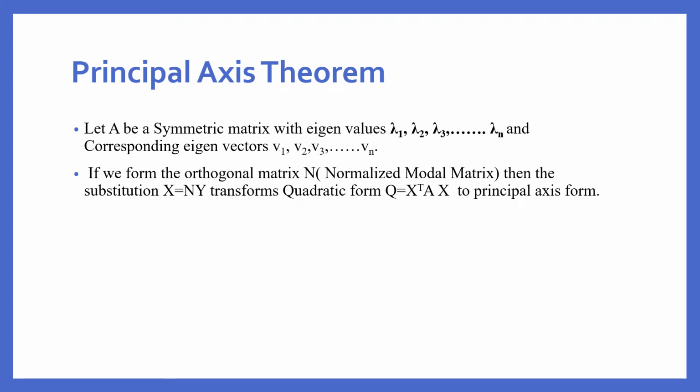Now what we are going to do is, if we form the orthogonal matrix N, the normalized modal matrix, then the substitution x is equal to N y transforms the quadratic form to principal axis form.